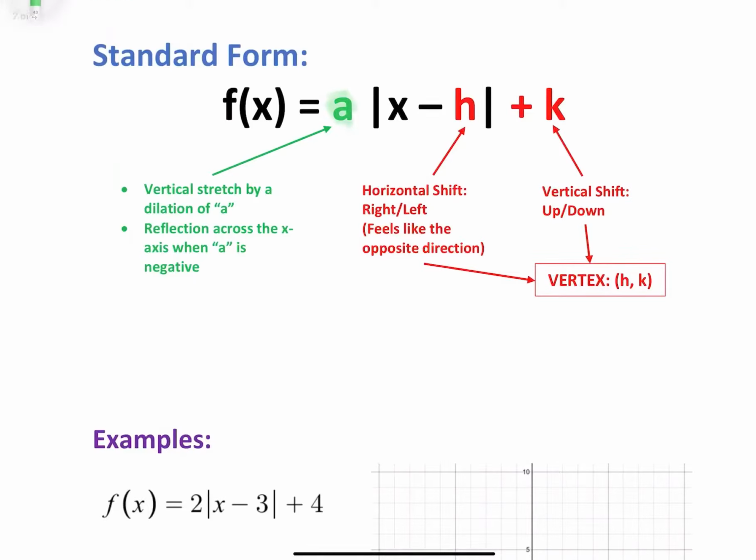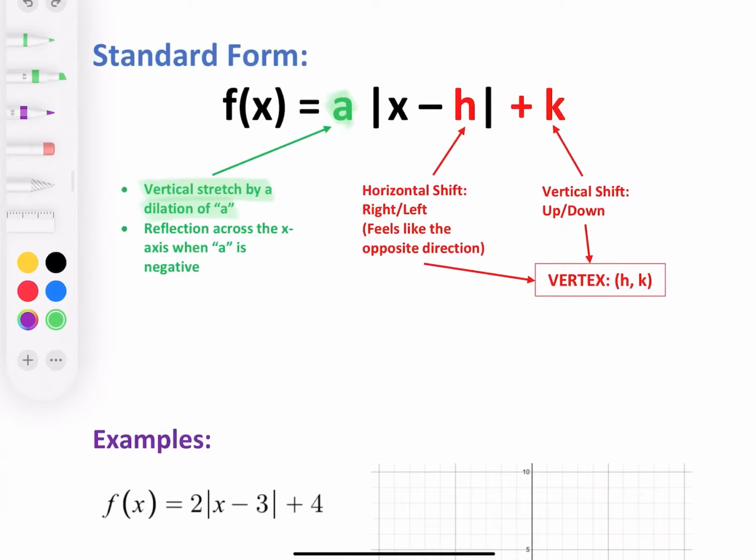Now our vertical stretch will have some type of dilation by that A value. So if A is equal to 2, well, that means we're going to stretch out our graph to twice its size. If the A value was 3, then it'll be 3 times its size. So basically, this is what it's going to look like if I have a graph, our parent function.